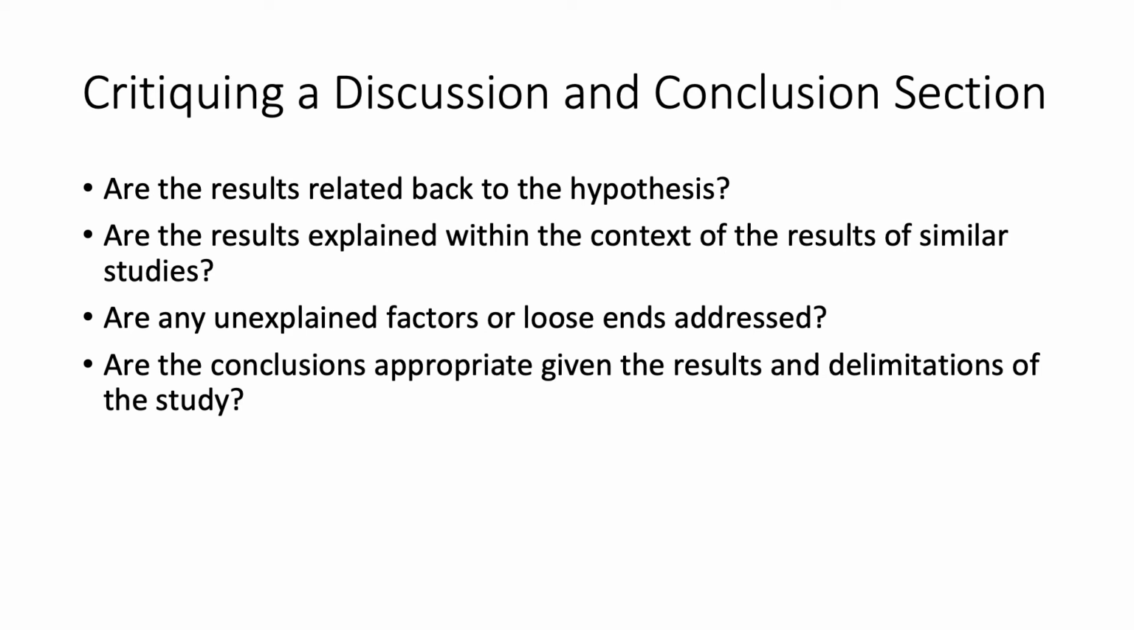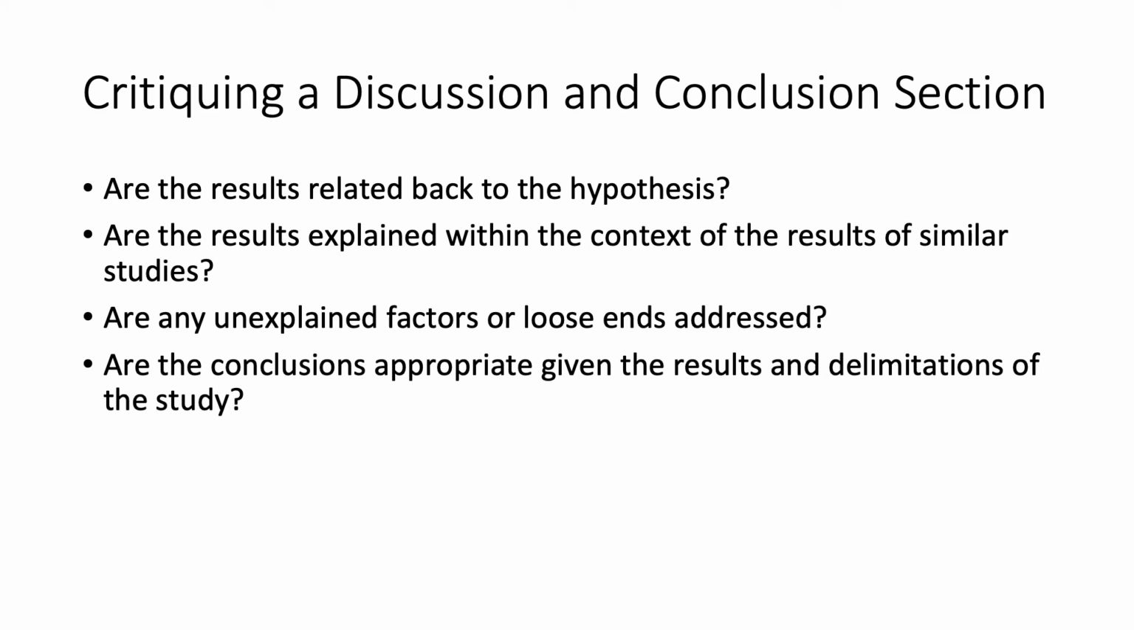Are any unexplained factors or loose ends addressed? So we can mainly see these unexplained factors talked about whenever they're talking about the results or some variable. So say, for example, you found that taking creatine didn't increase strength as a previous study did. So how did the authors explain this factor? Were there other confounding variables that have taken place which may have messed with the data or the results? Also, you can find these loose ends or unexplained factors addressed within the limitations section. This is also towards the end of the discussion, but before the conclusion section.